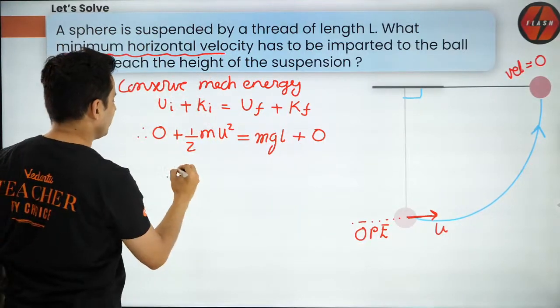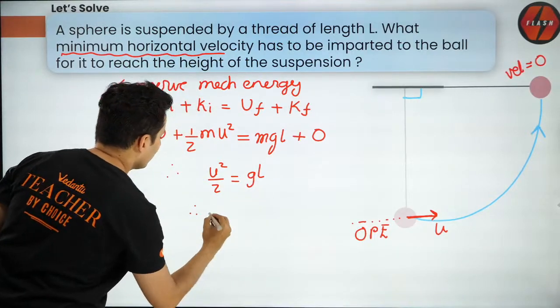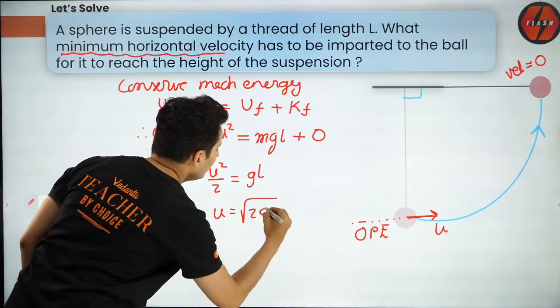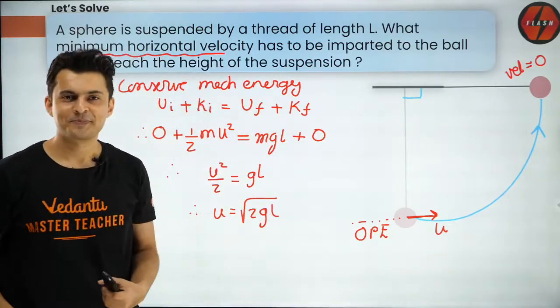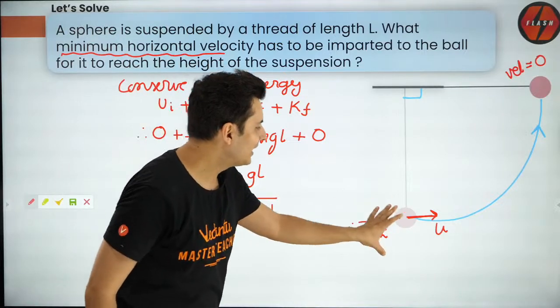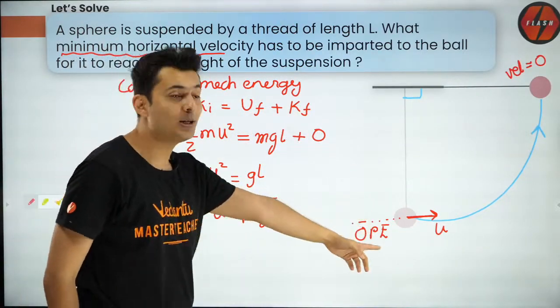0. So m goes away and you will get u square by 2 is equal to gl. Therefore, u is equal to root 2gl. That's the answer. I hope this is fine. Check it out. So kinetic energy got converted into potential energy, and surprisingly it's independent of the mass of the ball.